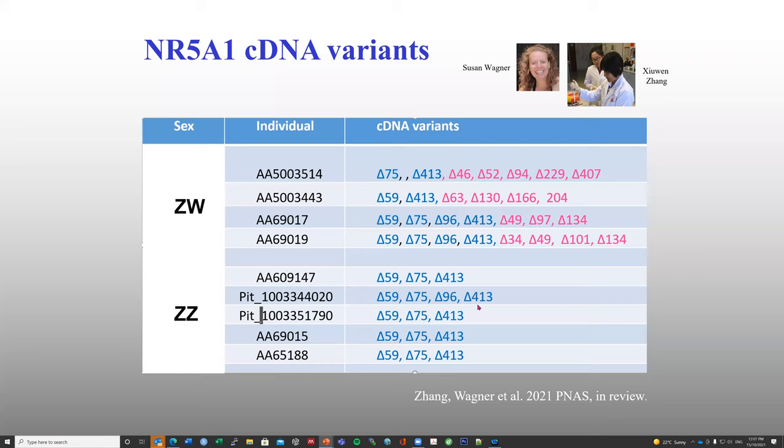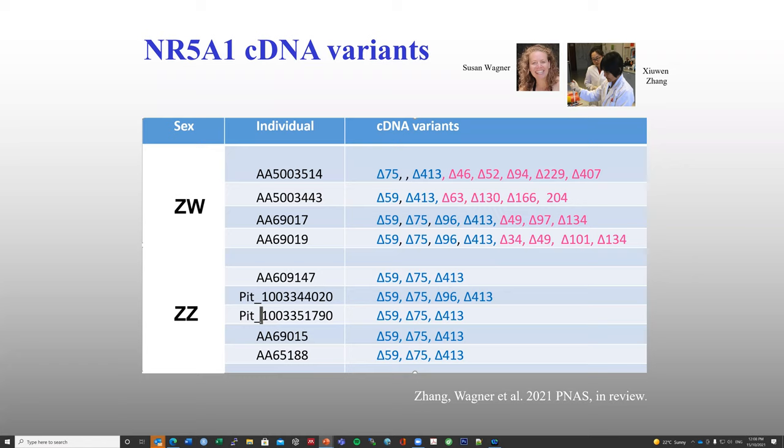Now, in the ZZ individual, which has two Z chromosomes, there are basically three isoforms present: 59, 75, and 413. As you'd expect, in the ZW individuals, which have a Z and a W chromosome, you've got 59, 75, and 413 as well. But you've got a gaggle of other isoforms that are only present in the ZW individual. And of course, that could be what's resulting in NR5A1 operating differently in a ZZ individual to produce a male from a ZW individual to produce a female. It could be these isoforms and the different mix of isoforms that are making the decision to become a male or a female. And so they're really interesting.